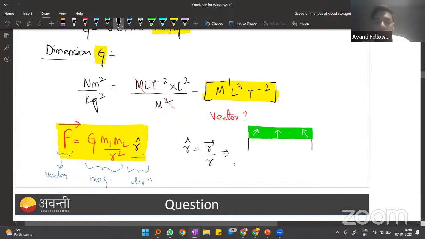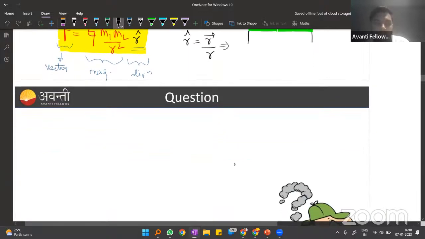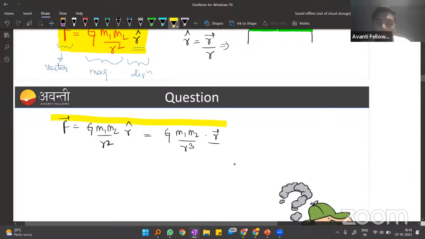So substitute that here. What will we get? We'll get F equals G m1 m2 by r square, and r cap, we had that. Now substituting r cap as r vector by r, m1 m2 by r square into r vector by r. So r square and r will combine, and it gives us r cube. This is a very important formula. This is the vector form of Newton's law of gravitation. Hopefully this is clear, guys. Please note it down.